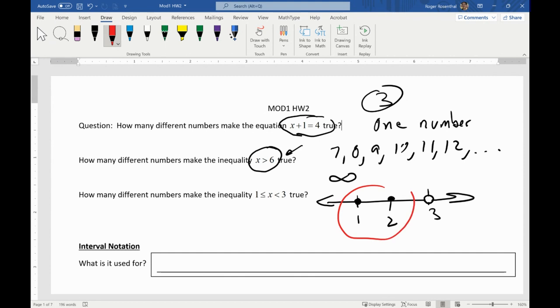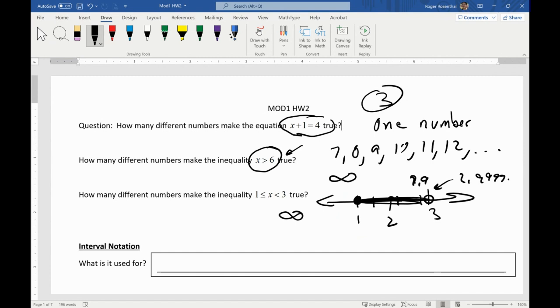So would you say the answer is two numbers, 1 and 2? Well, that would not be right. Those aren't the only numbers between 1 and 3. There's also 1.5, which is right there. There's also 2.1, and 2.9. Every number between 1 and 3 makes that true. Every decimal, every fraction, everything starting at 1 and going all the way up to 2.99999, but not including 3. So there's an infinite number of numbers that make that true.